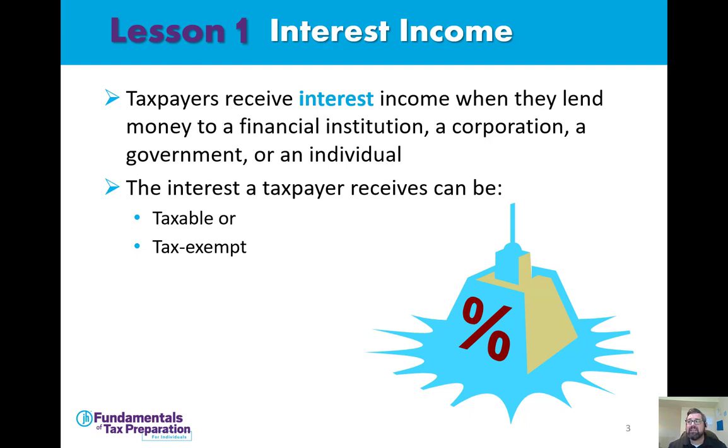Tax exempt interest comes into play when you're talking about government bonds and that kind of thing. So there are two different kinds of bonds. Well, three really. There are local municipal bonds. There are state bonds, and there are federal bonds. Okay, and they're all treated differently for tax purposes. But you don't run across it very often.